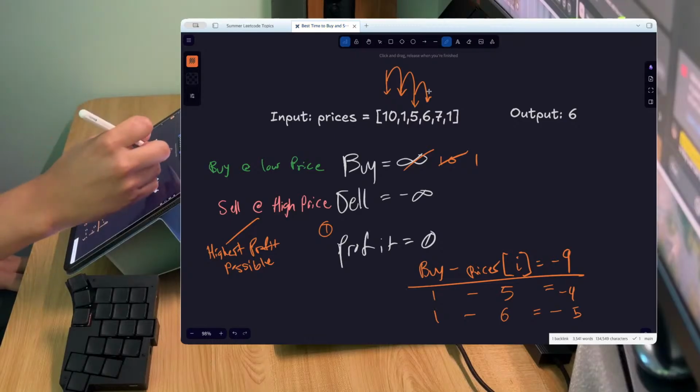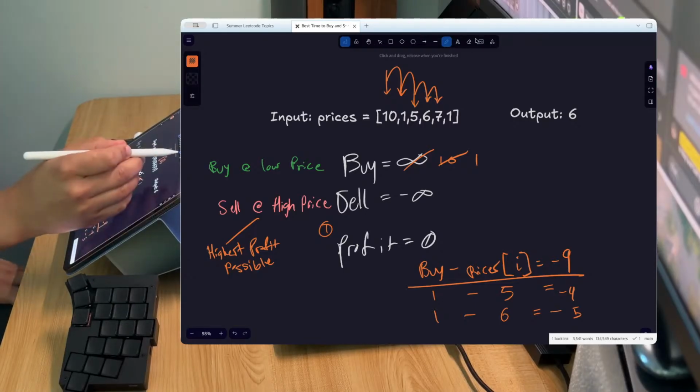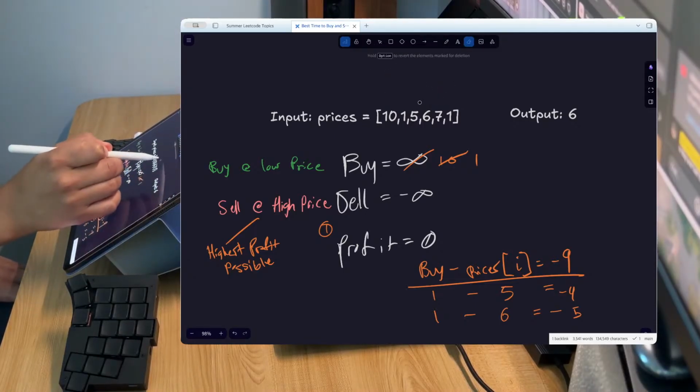Okay. So at 6, no update. Profit's still at negative. Actually, why would it be negative? I'm doing the math wrong. It should be the other way, right? I think it should be flipped. Hold up. Reset this.